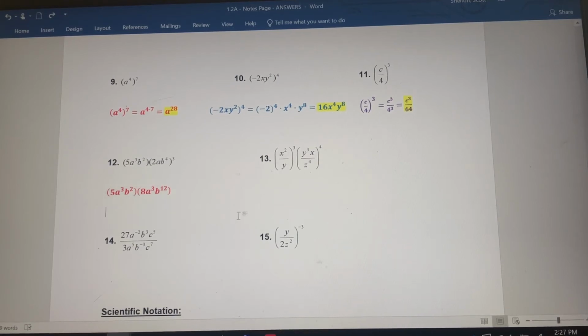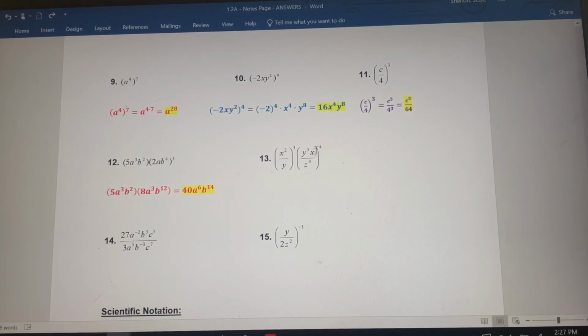So 5 times 8 is 40. A cubed times a cubed, add the exponents, 3 plus 3 is 6, and then b squared times b to the 12th, add those exponents so we get 14. All right, 13. I need to clean up this piece.